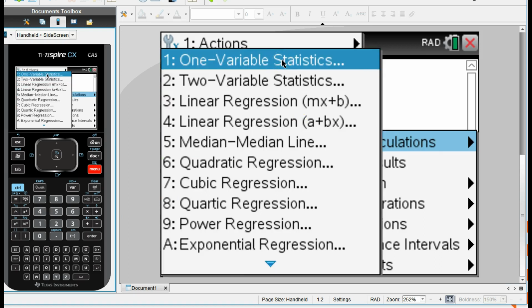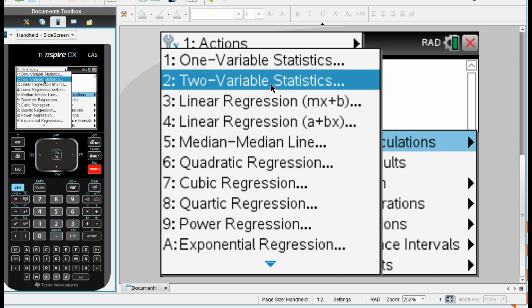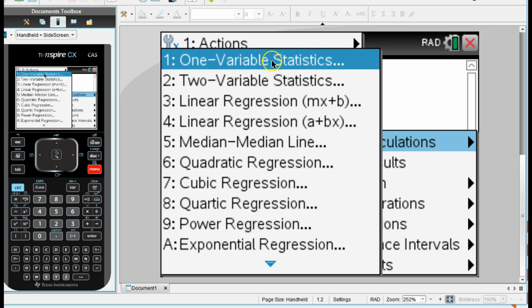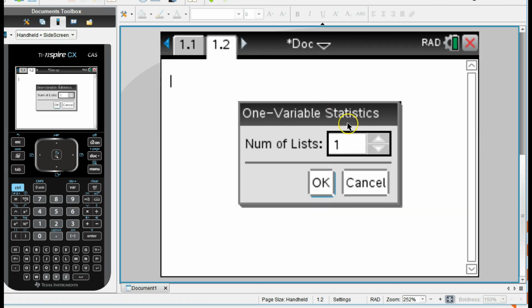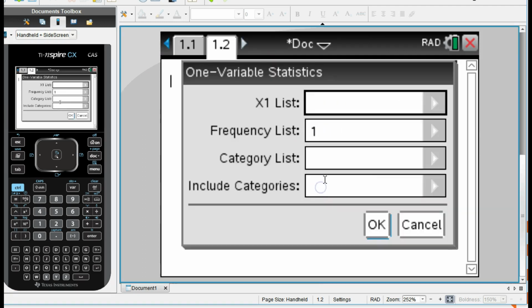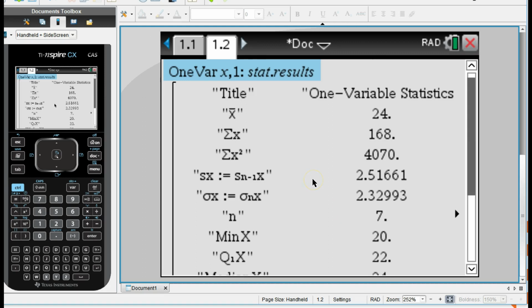So one variable statistics means that we only have one variable we're calculating statistics for. Notice there's also a two variable statistics, and we're not going to use that one yet because we only have one variable. So, number of lists, I only have one list. That list contains the variable X. I grip it and rip it, and bang. Well, look at all that information we get for one variable statistics.